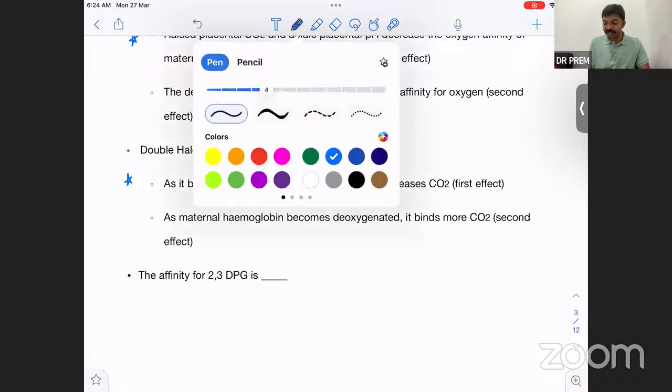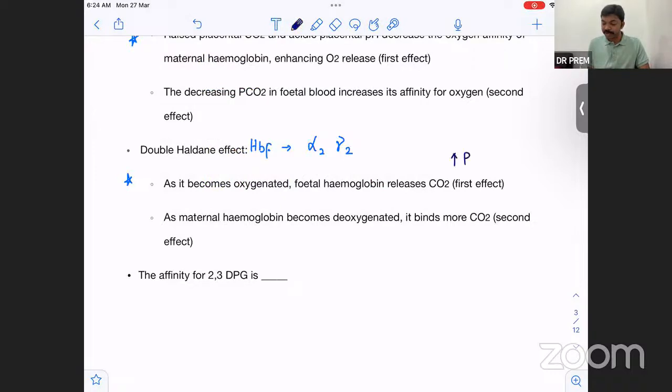So the reason for the first effect is more partial pressure of arterial oxygen in fetal blood. More partial pressure of arterial oxygen in fetal blood enhances carbon dioxide release. That is the first effect of the double Haldane effect. And the second one, as maternal blood is gaining more carbon dioxide, maternal blood releases more oxygen. Again, it is going to be a beneficial effect for the growing fetus. All right, people, as maternal blood receives more carbon dioxide, there is going to be release of oxygen.